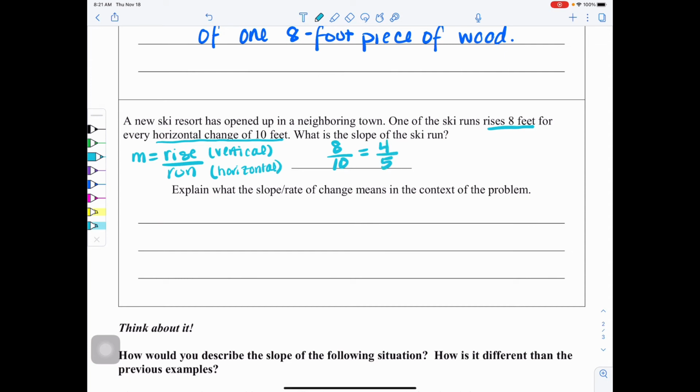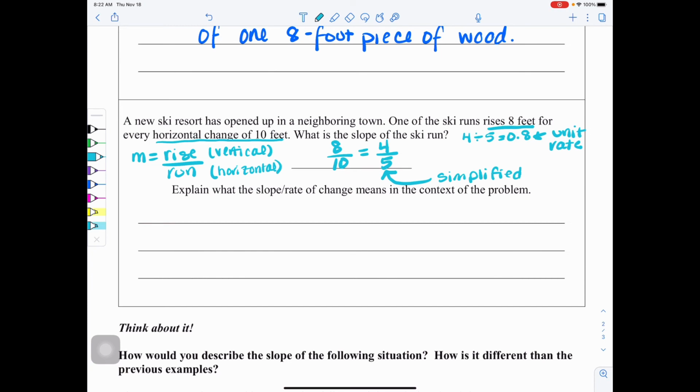This is the first fraction technically that we've had, as a slope or rate of change, that's not a unit rate. Okay? So this is just the simplified version. If we wanted to find the unit rate, we could. We would do 4 divided by 5, which is equal to 0.8, and this would be the unit rate. But our simplified slope or rate of change is 4/5. So now we're going to explain what that means.